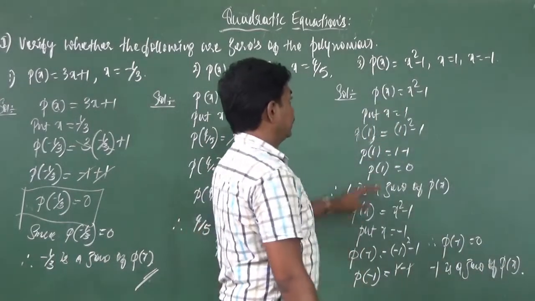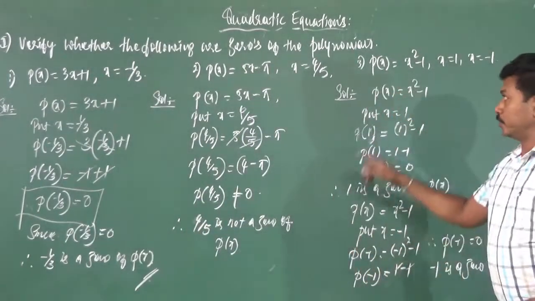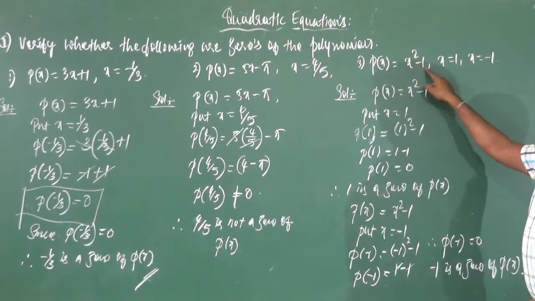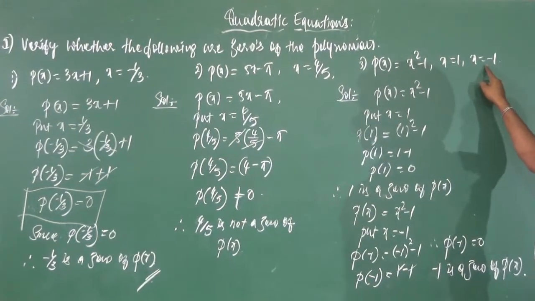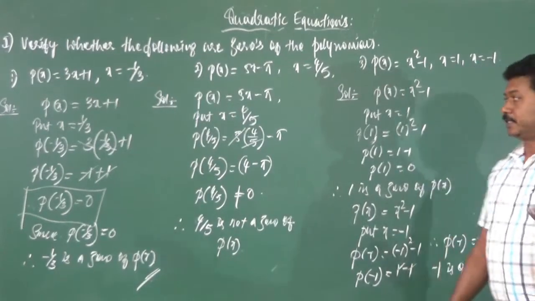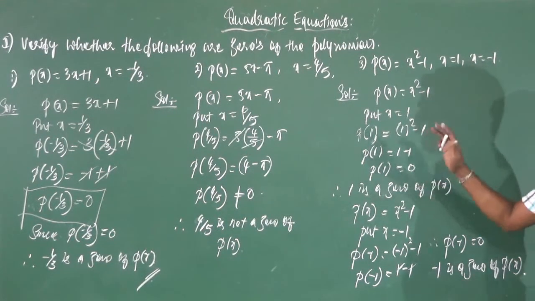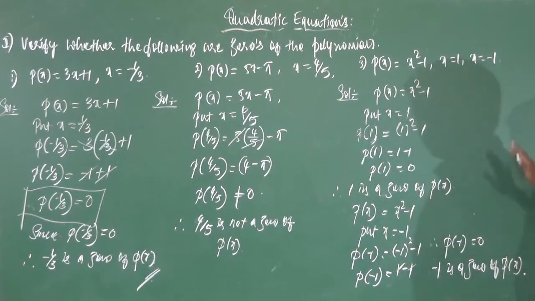So here, as this is a quadratic polynomial, x square minus 1 is a quadratic polynomial, for this quadratic polynomial we have two zeros which are both real numbers. Done? Right. When the board is complete, pause the video, write down all the things on the board and then play it.